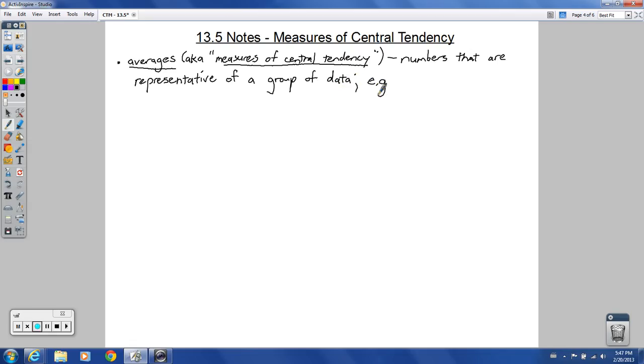And then e.g., for example, that's a little Latin phrase there. I don't remember what the E and the G stand for, but it just means for example in Latin. So mean, median, mode, and mid-range. So technically all four of these things are types of averages, quote unquote. Generally though, when we use the word average, we tend to think of the mean or the arithmetic mean.